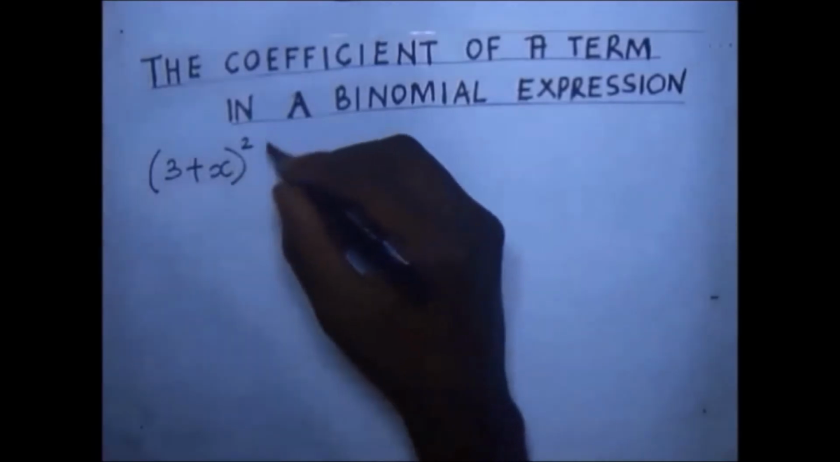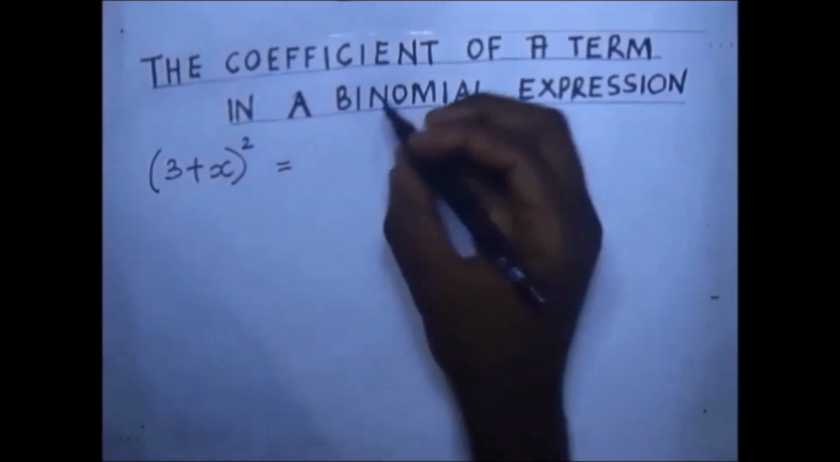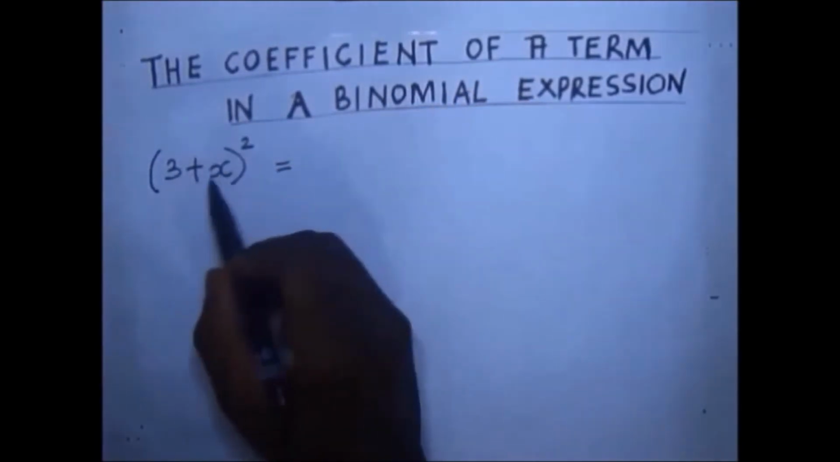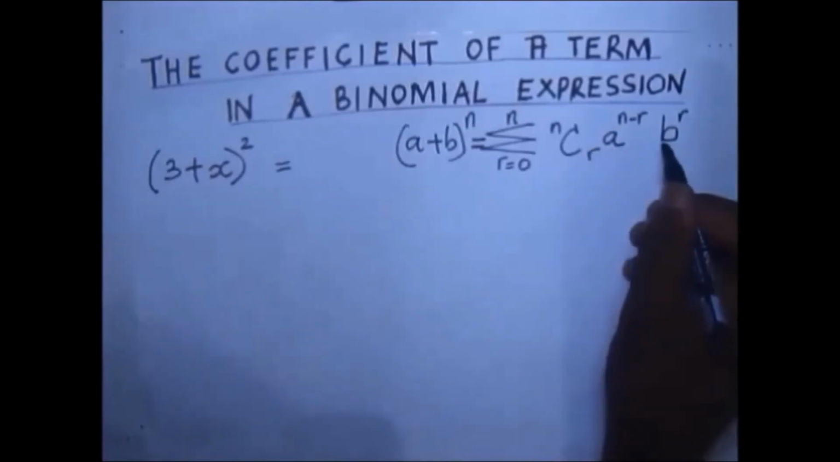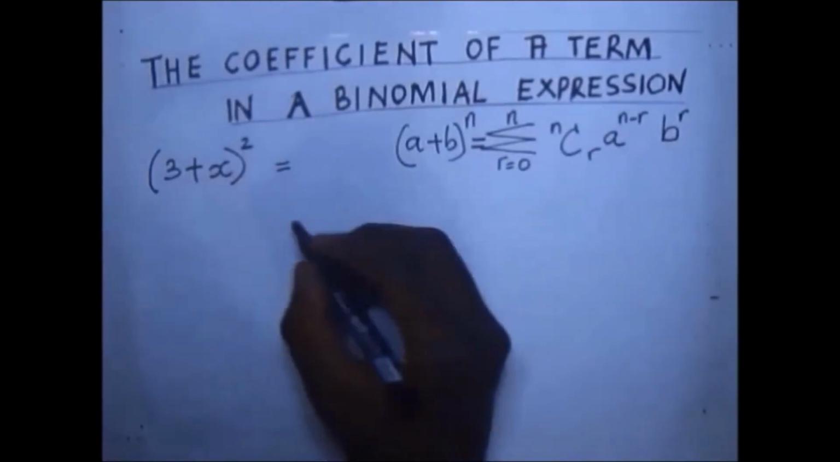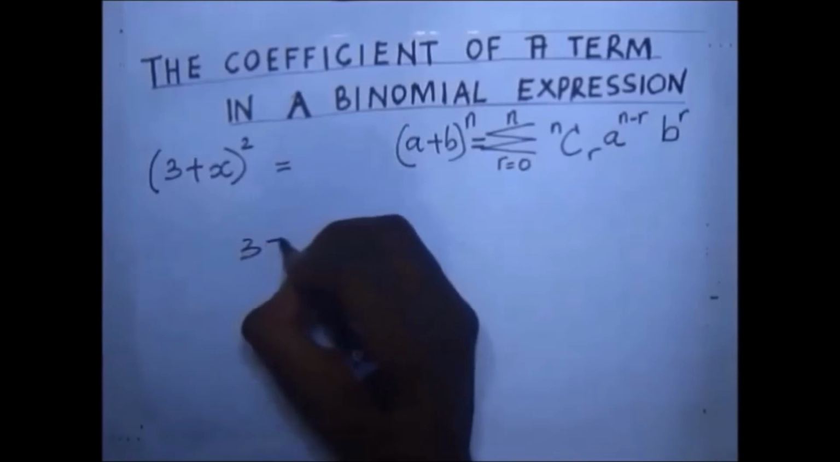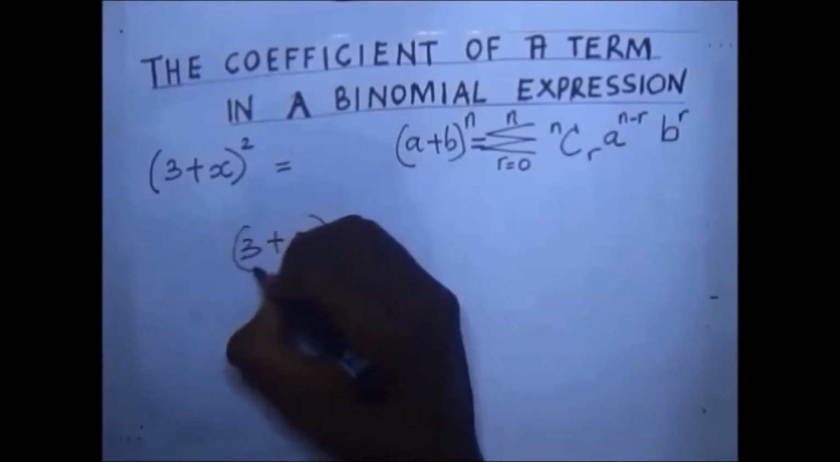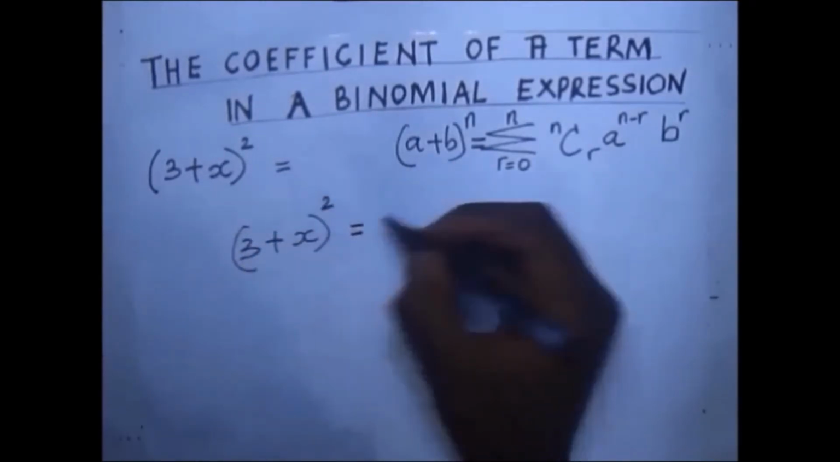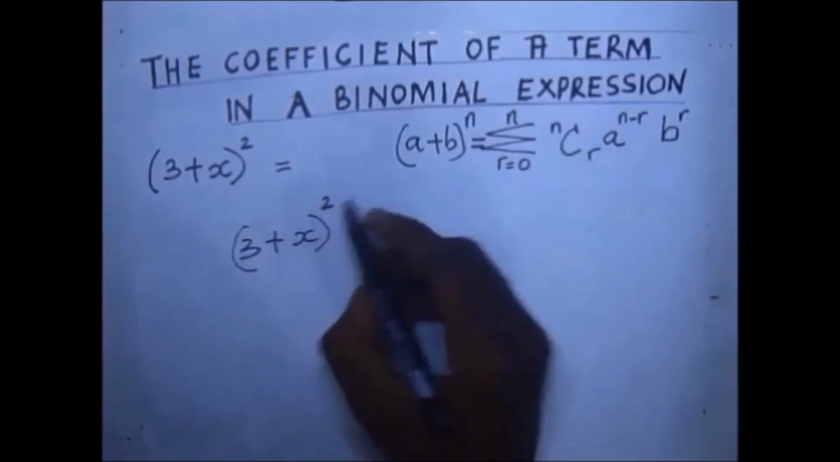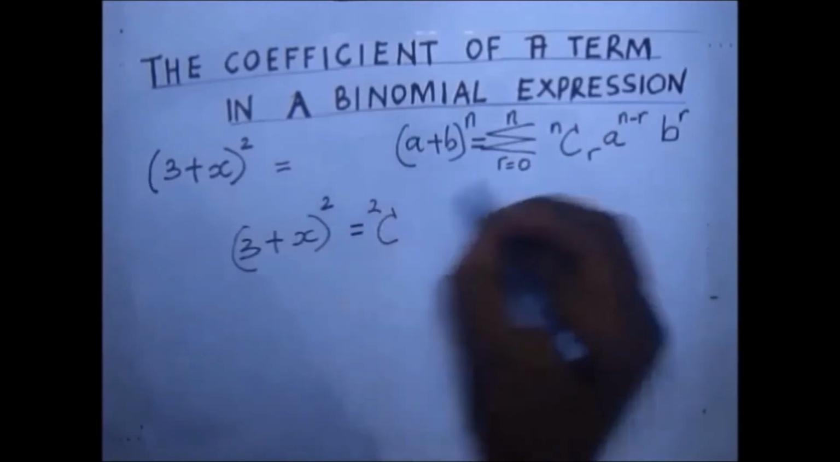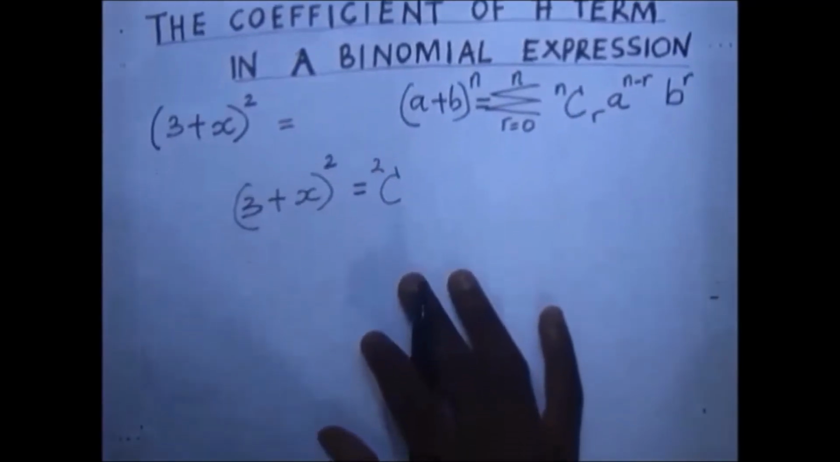That is a binomial expression. And if we are to expand that binomial expression, we're going to use the binomial theorem to expand this. Now, if we use this binomial theorem to expand this, it will simply be (3 plus x) to the power 2 is going to be equal to, what's the value of n here? It is 2, so it's going to be 2 combination r, what is r?